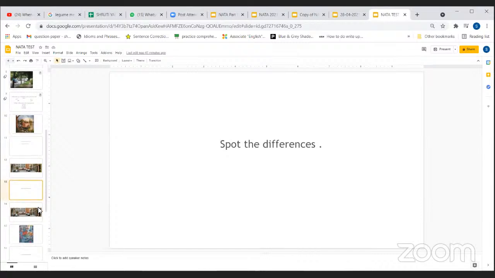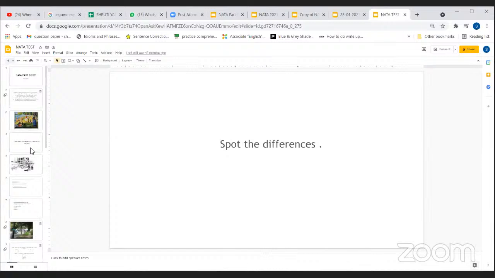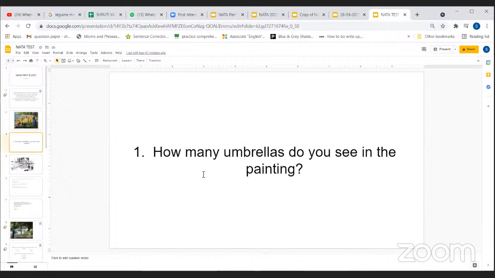Ma'am, in the first question, marks will vary according to the number of umbrellas. No. If you wrote 8, that's correct. If you wrote 7, you'll get 0. If you write anything else, it's a 0.